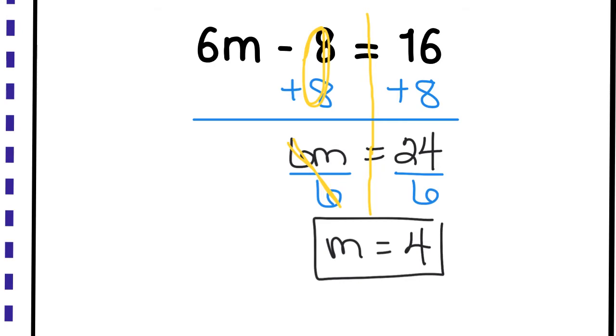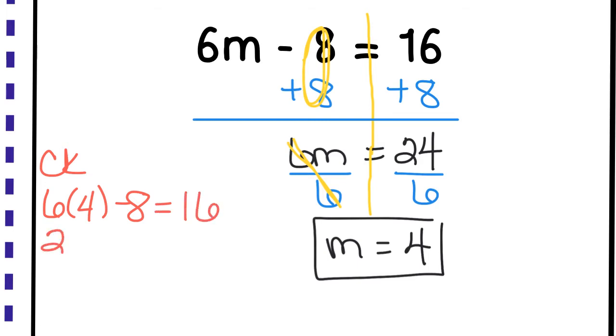Now, keeping good habits, let's check our work. My original question says I'm going to substitute the m with 4. So 6 times 4 minus 8 equals 16. 6 times 4 is 24, but I still have to minus the 8, and that in fact gives me 16, which is the correct answer.